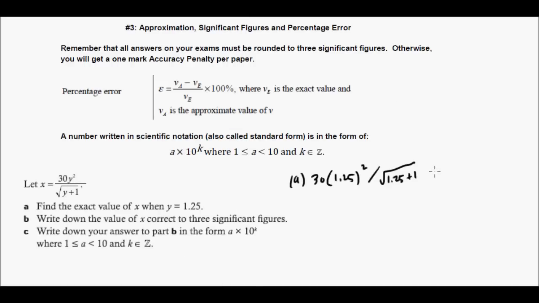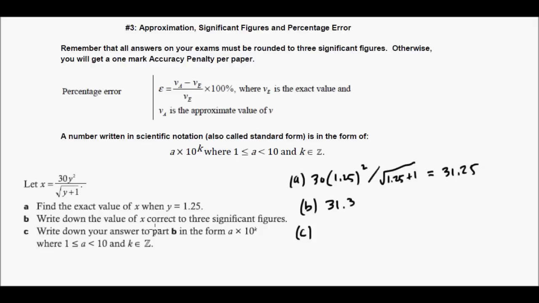So 31.25. It says give the exact answer, so we're not going to round that. So look at part B. Write down the value of x to 3 significant figures. Well, 3 significant figures, it's going to be 1, 2, 3, so we just need to round. So it'd be 31.3, because this is 5 or greater, so you're going to round up. And then we want to put this in scientific notation. Write down your answer to part B in the form a times 10 to the k, where, okay, well, that's scientific notation.